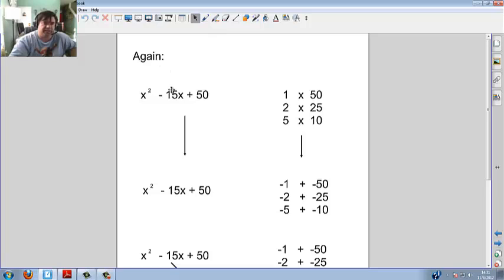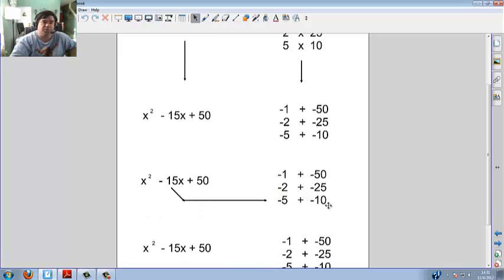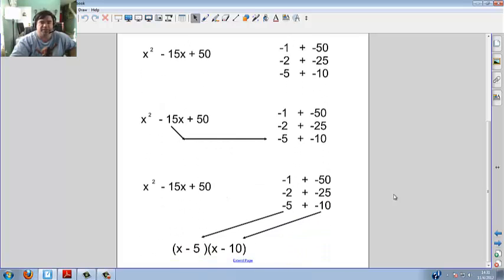Now go ahead and see it again. Again, negative 15, because there's a negative in the middle. We're going to make them both negatives on the outside. So, okay, 1 and 52, 25, 5, and 10. Notice how we make them all negatives, and then negative 5 plus negative 10 does make negative 15. So we split that up into x minus 5 and x minus 10, and we're all set.